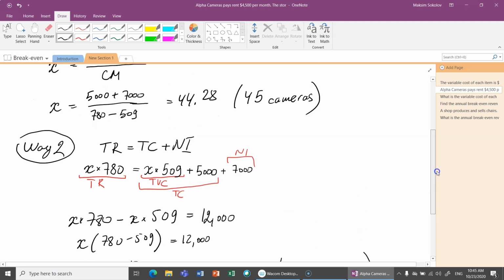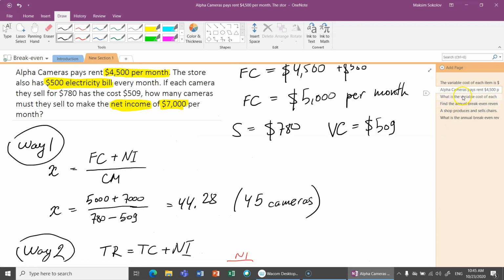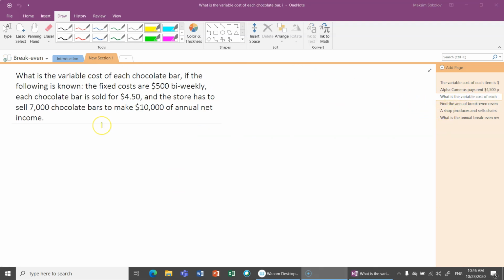Okay, so let's proceed to another problem. What is the variable cost of each chocolate bar if the following is known? The fixed costs are $500 biweekly, each chocolate bar is sold for $4.5, and the store has to sell 7,000 chocolate bars to make $10,000 of annual net income.